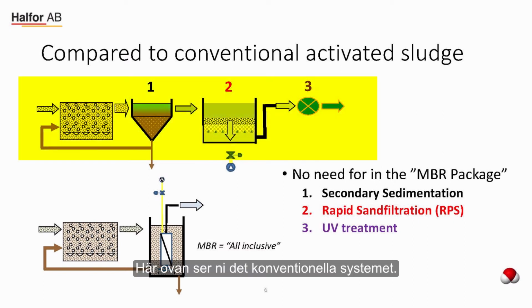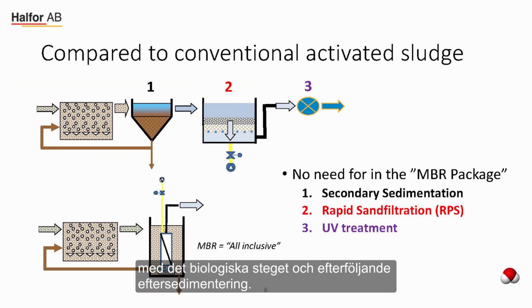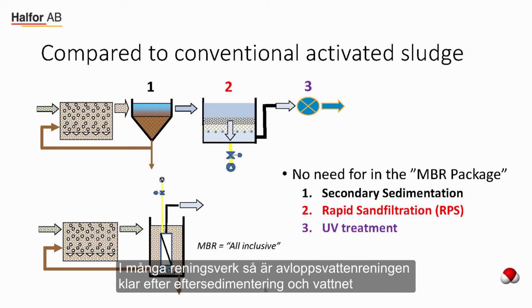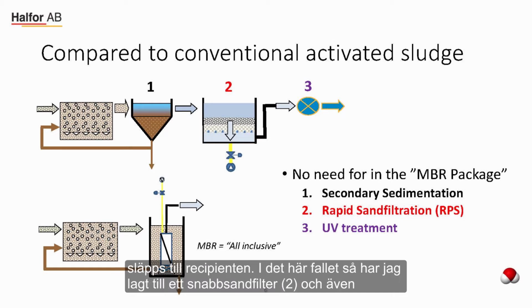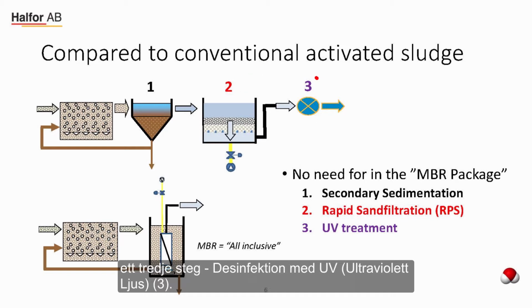Here on top you see the conventional activated sludge system with the biological treatment, followed by the secondary clarifier. And in many plants, after the secondary clarifier, the water is discharged to the recipient. But in this case, I have added a rapid sand filter labeled 2 here, and also a third step, disinfection, which I've represented by a UV treatment labeled number 3.